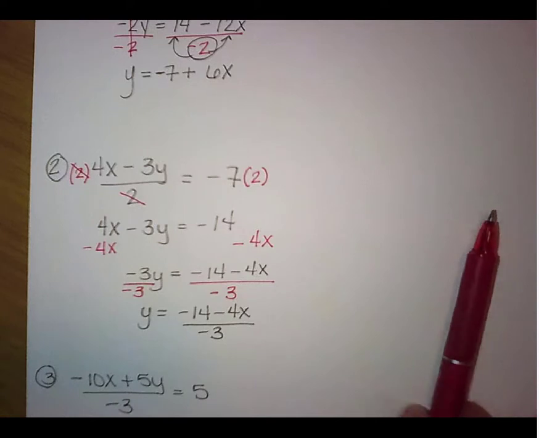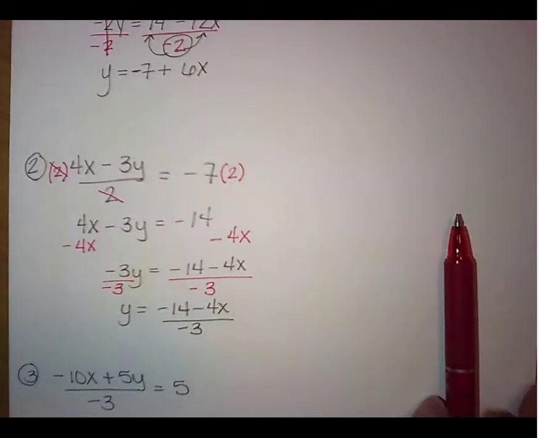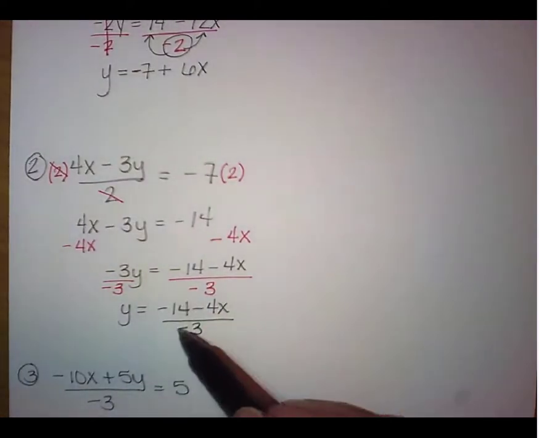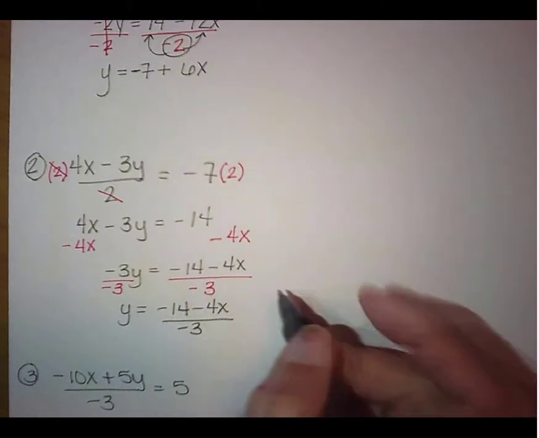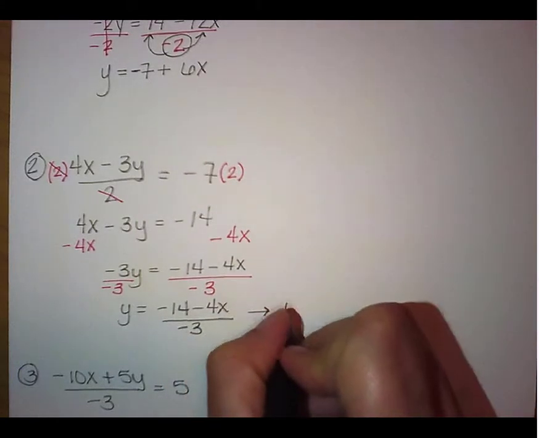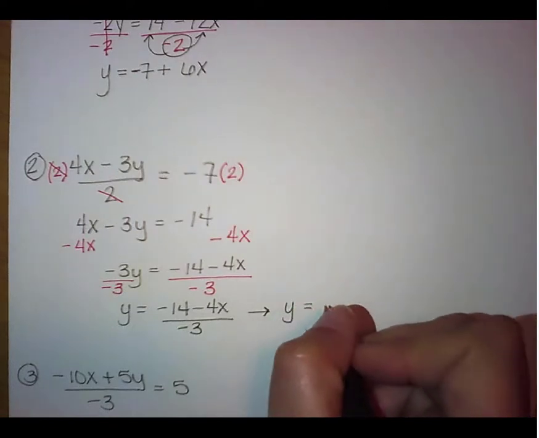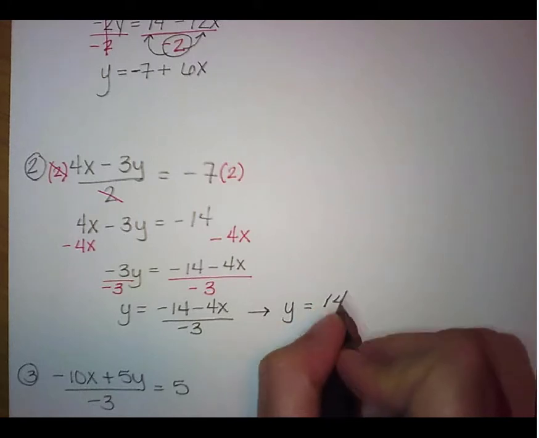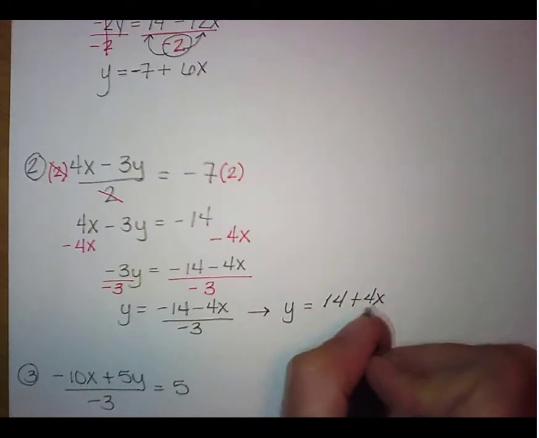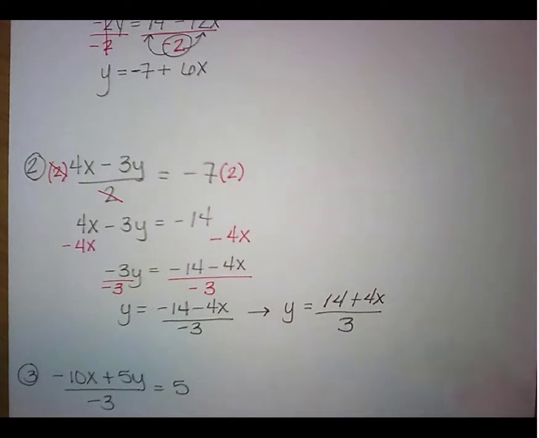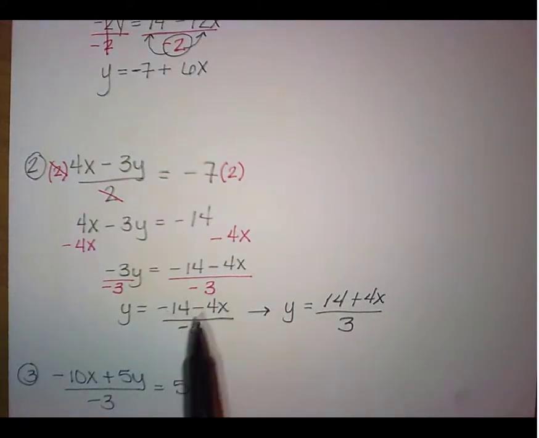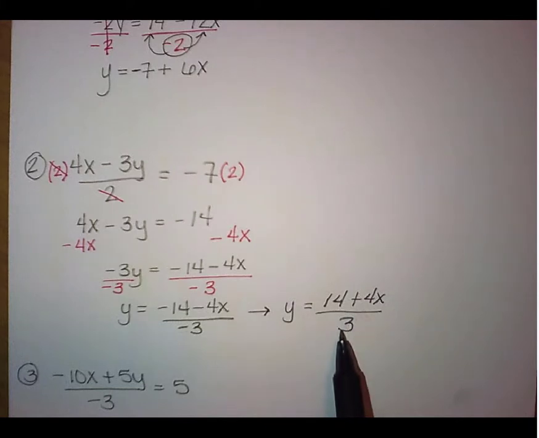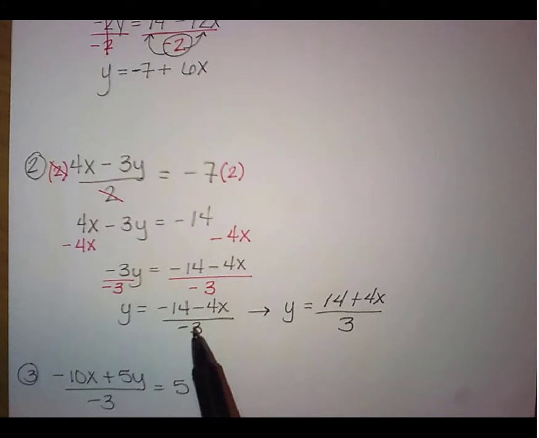Now the other option, if you don't like all of those negatives, because every single one of these is negative, is you could rewrite this as all positives. Basically you're multiplying or dividing out just the negative 1. So it would end up being 14 plus 4x over a positive 3. Because every single one of these is negative, we can reverse them all and make them all positive. It's a kind of cool little trick. However, either one of these answers would be considered correct.